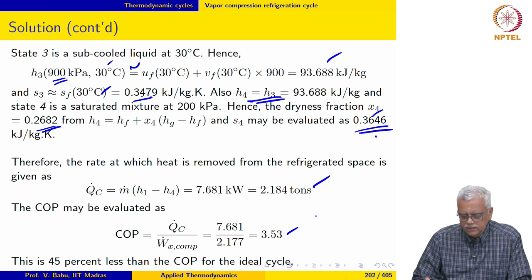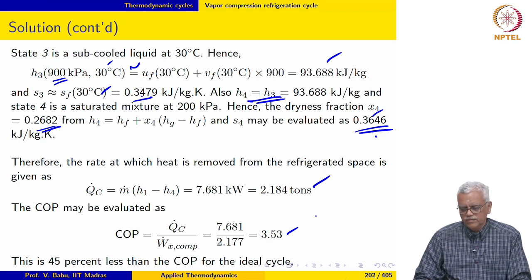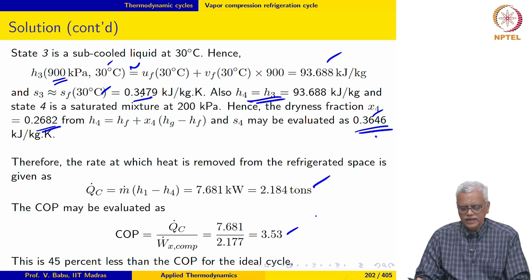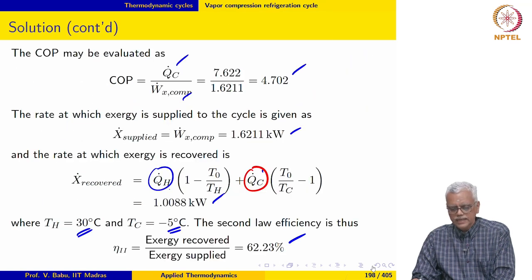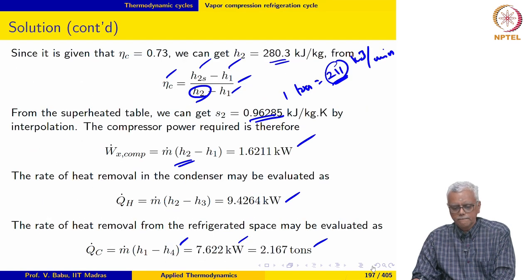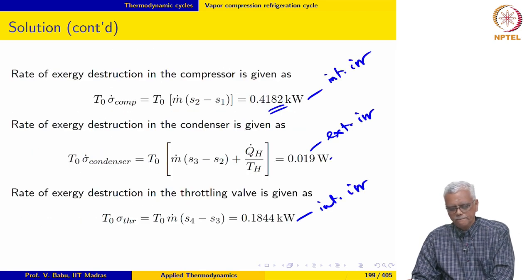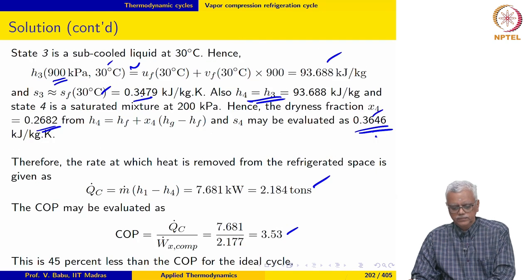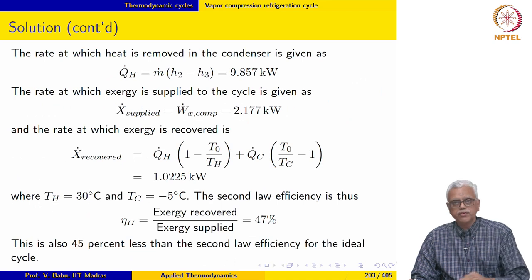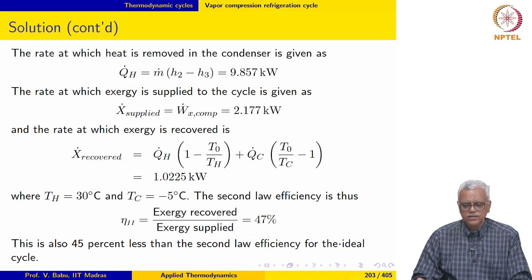So the COP for the cycle comes out to be 3.53, which is less than what we had before. The heat removal has increased, however, the power has also increased. If you look at the power, this is 2.177, and earlier we had 1.6211 kilowatts. This is 45% less than the COP for the ideal cycle.